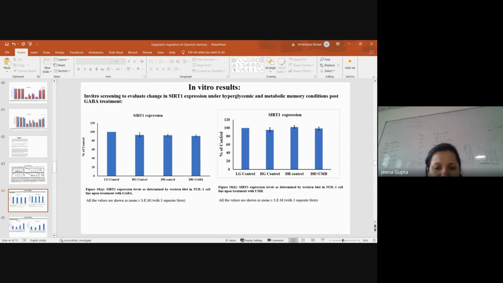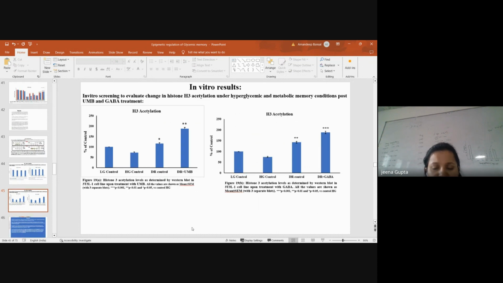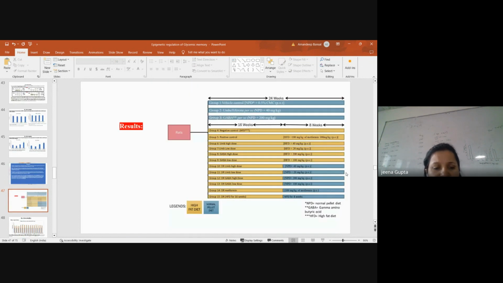So these were the same results. SIRT1 expression is not changed, but the histone acetylation level is increased after diet reversal and the treatment with the respective compounds. Then we basically jump over to animal studies, where we want to further evaluate the effect of these two phytochemicals in an in vivo model of diabetes.